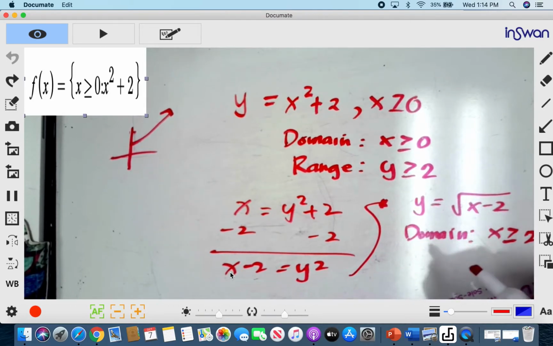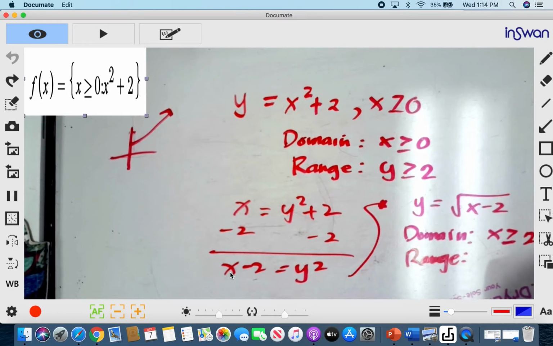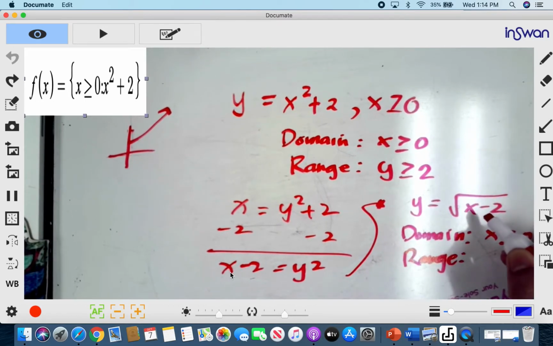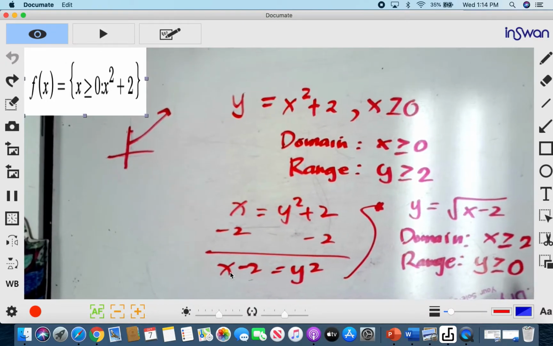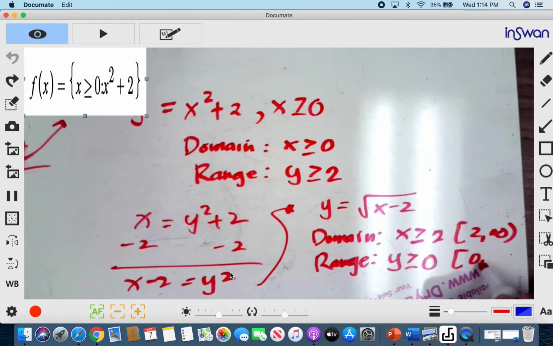Therefore, since our domain is restricted to only values of x that are greater than or equal to 2, it means that the minimum value of y here is 0, because 2 minus 2 is 0 and the square root of 0 is 0. And remember that 0 is a real value and it goes to positive infinity. So therefore, the value of y is greater than or equal to 0. We can also write it as 2 to positive infinity and 0 to positive infinity.